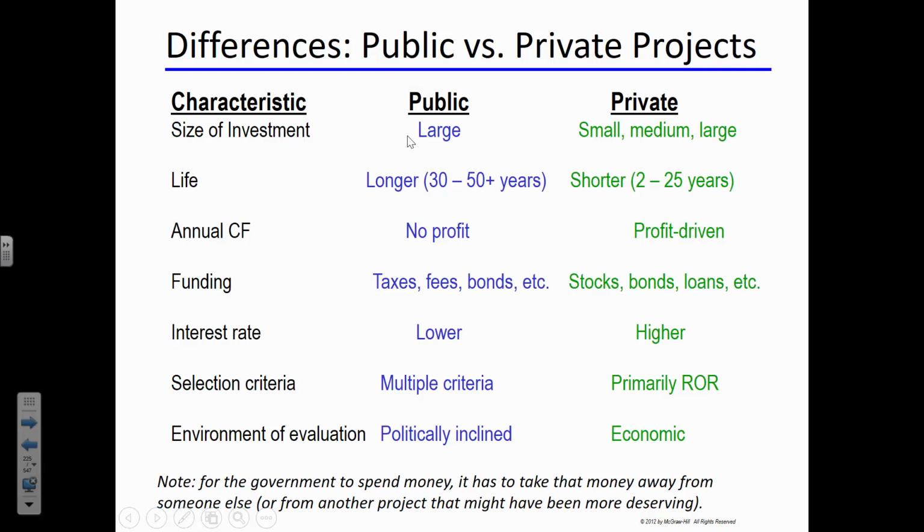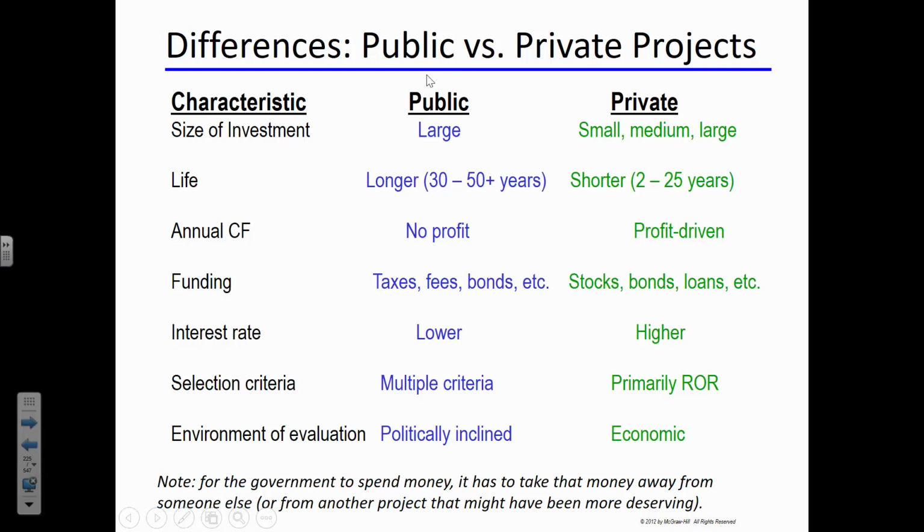And so if you look at the size of investment required, that's one of the distinguishing features, is that there are some private companies that can make huge investments. Most notably, like oil companies can spend billions of dollars to develop an oil field, but those are the exception. Most large investments are made by the public sector, and so think about sewers or roads.